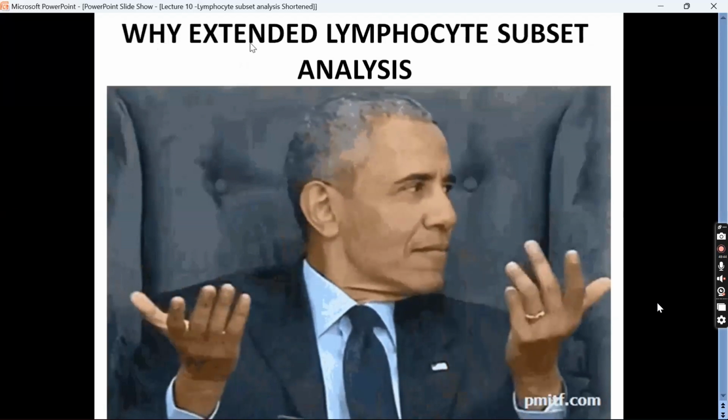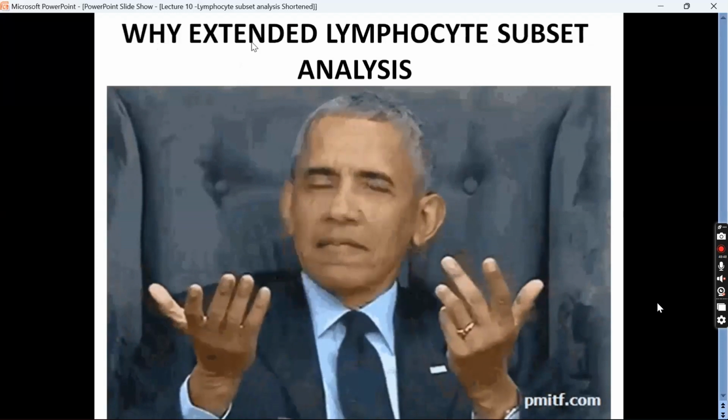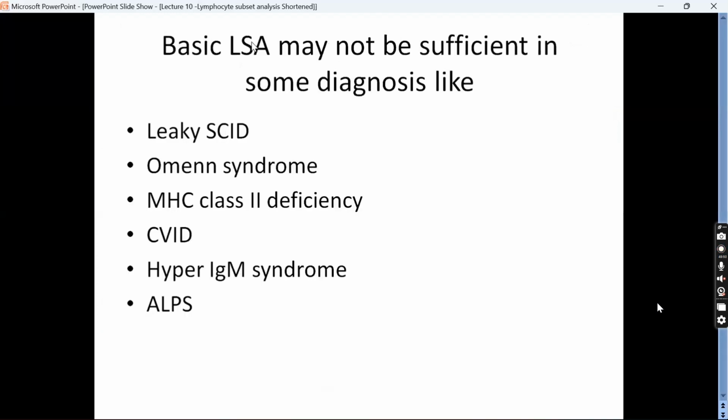Now we saw what is lymphocyte subset analysis. Now what is the purpose of doing an extended lymphocyte subset analysis? When simple lymphocyte analysis itself can give you the diagnosis of SCID and XLA, why do you need to do an extended lymphocyte subset analysis? I'll tell you what extended lymphocyte subset analysis is.